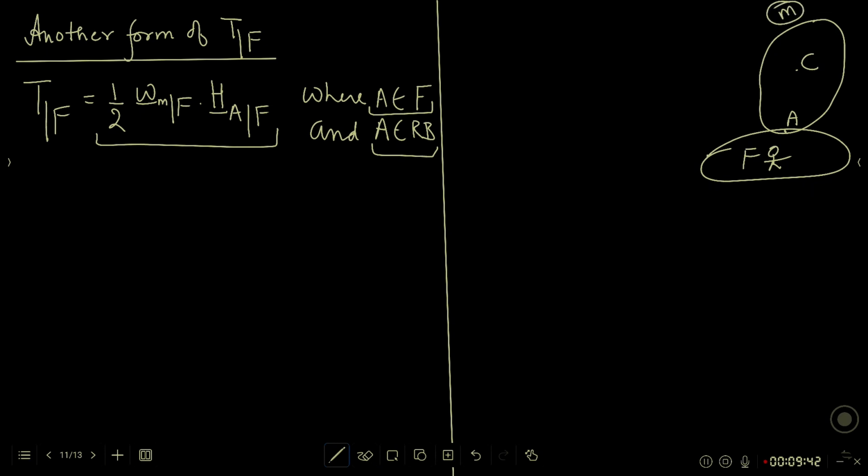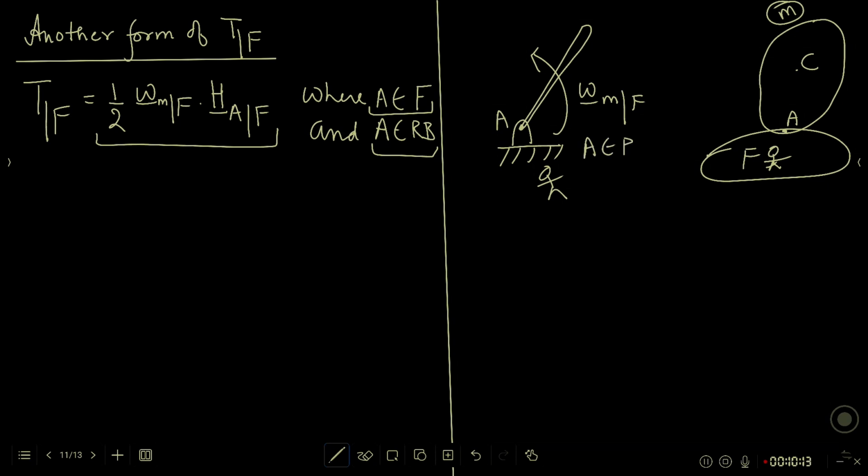An easier to visualize example would be something like this. You have a rod and this is rotating with respect to the inertial frame, or the frame F. Now this point A is fixed to the RB and is fixed to the ground, or the frame, also. In such a scenario, TF is simply half omega MF dot HAF. Going to prove it. It doesn't take too much effort to prove this. Let's start with the full expression, or the general expression, which is always true.